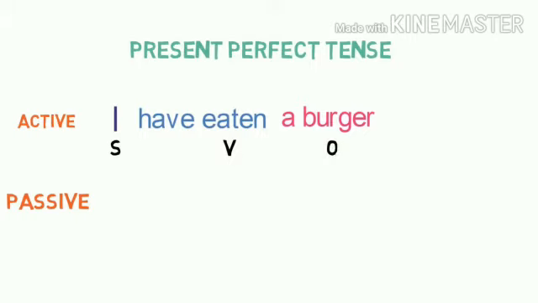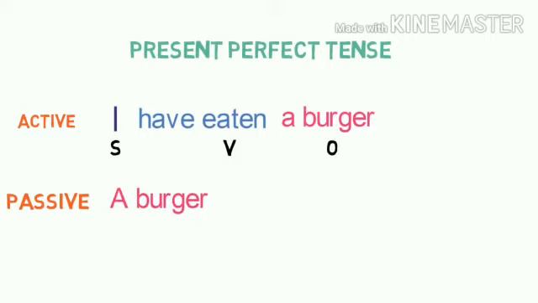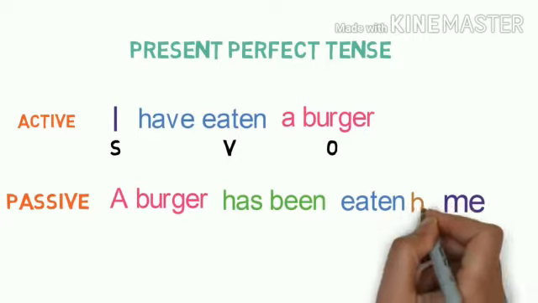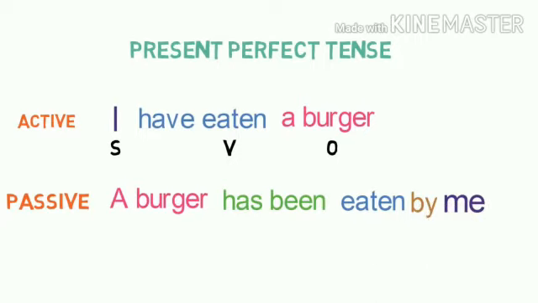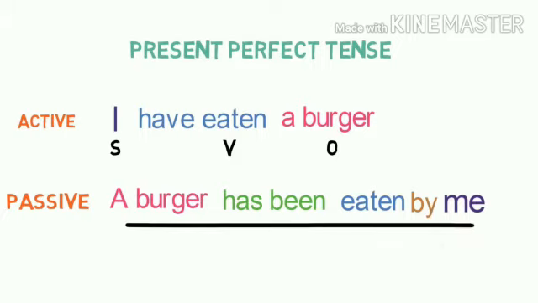Now we have to swap the position of the object and the subject. Here it will be a burger, and at this position it will be me. Now converting the main verb to third form, it will be eaten. Next, adding a suitable helping verb, it will be has been. And lastly, we need to add by here to make the sentence complete. The whole sentence is a burger has been eaten by me. Now a burger has been eaten by me is a passive voice.